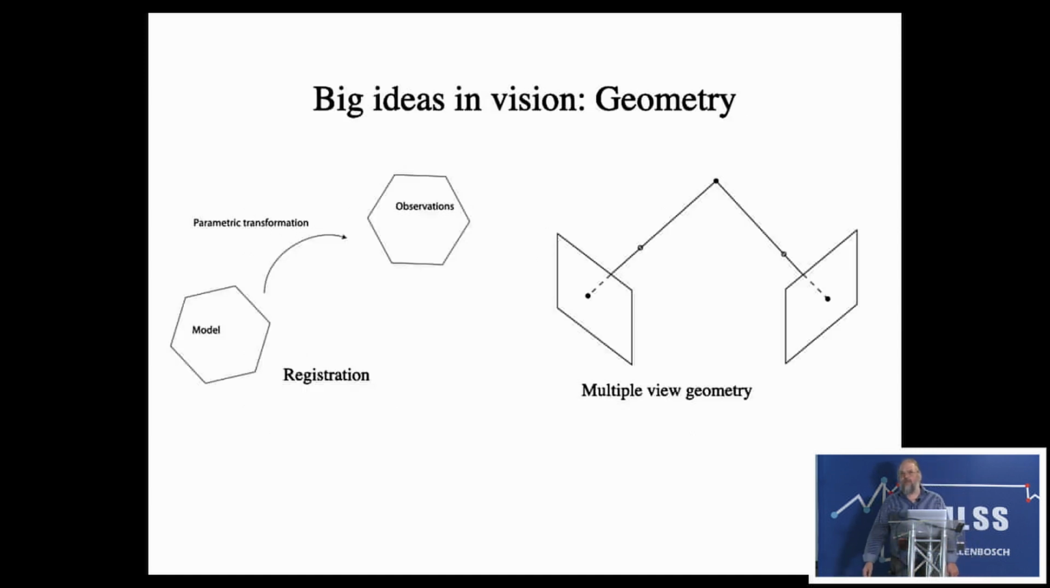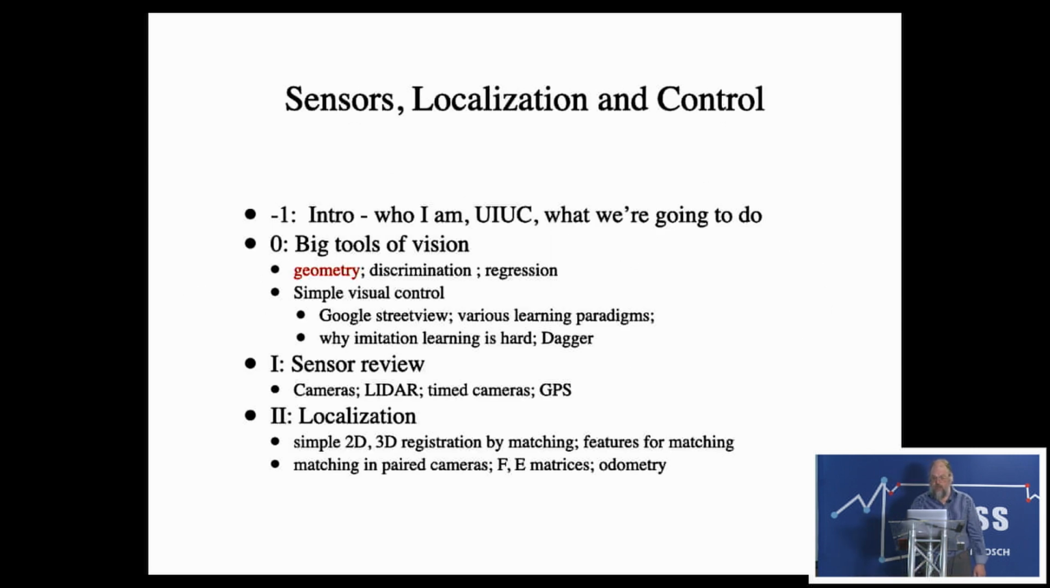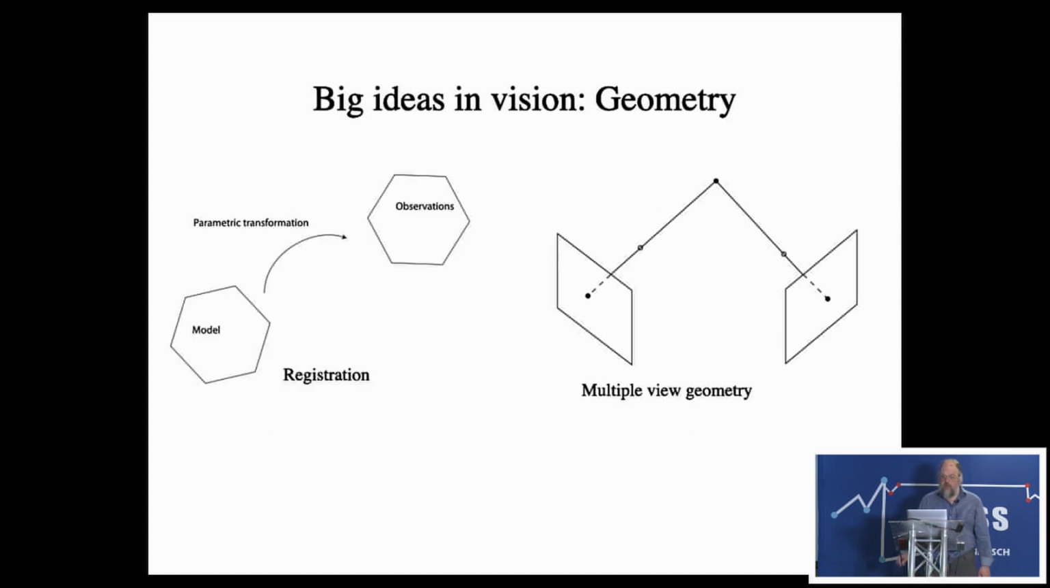So I think there are three really big ideas in vision. One is geometry, the other is discrimination, and the third is regression. And we'll see each of them. So there are two sort of questions in geometry and vision. You can think about pretty much everything in these terms. One is registration. I have a little model on the one side, I have observations on the other side, and I want to figure out what transformation takes the observations to the model.